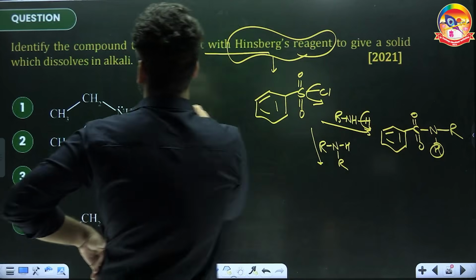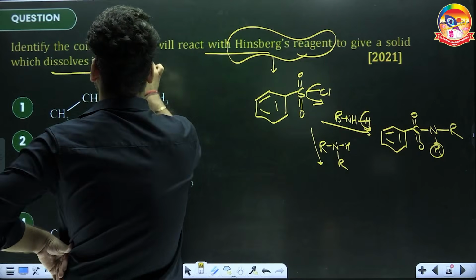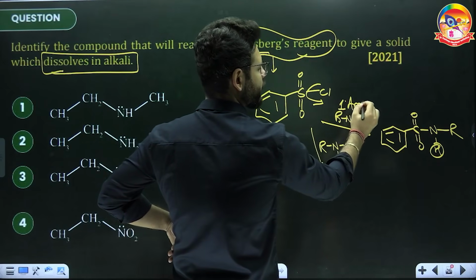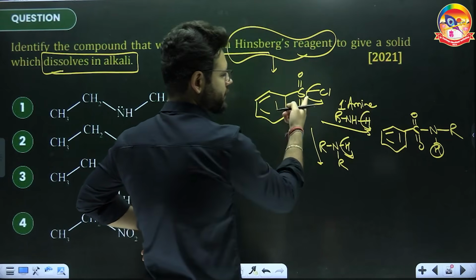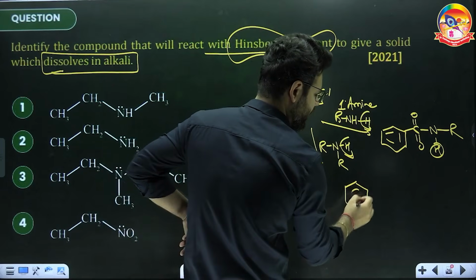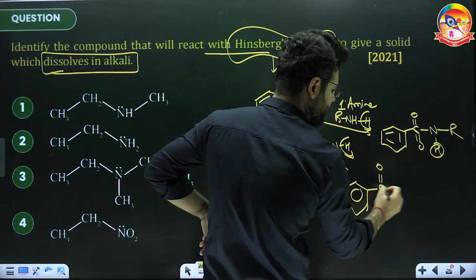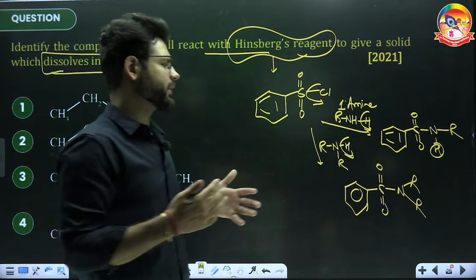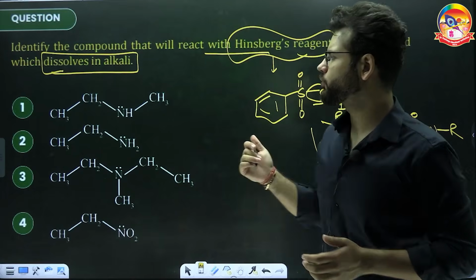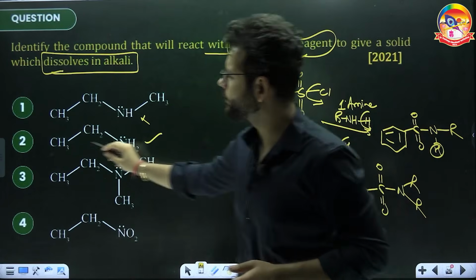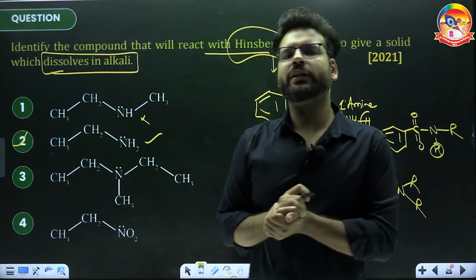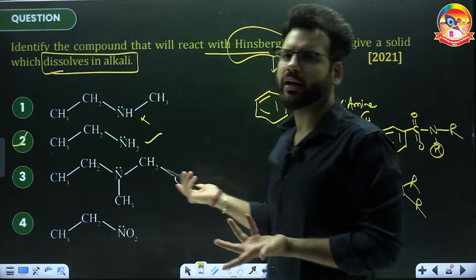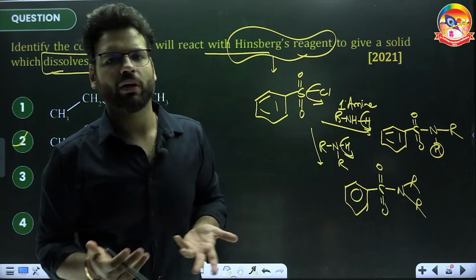But the question is, who gives a solid which dissolves in alkali? Means it is soluble in NaOH. So they are asking for a primary amine for the reaction. When a secondary amine reacts, HCl goes out, we get an N,N-dialkyl benzene sulfonamide, which doesn't have an acidic proton. Hence, it is not soluble in alkali. They are asking soluble in alkali, so primary will be soluble in alkali. We can easily distinguish between primary, secondary, and tertiary using Hinsberg reagent. Tertiary would not even react with the Hinsberg reagent because there is no proton available to react with this chloride.